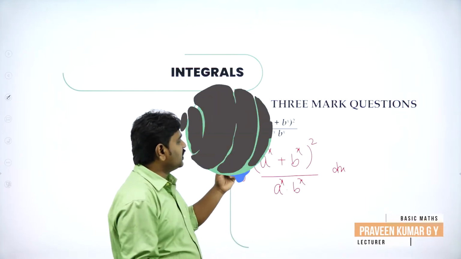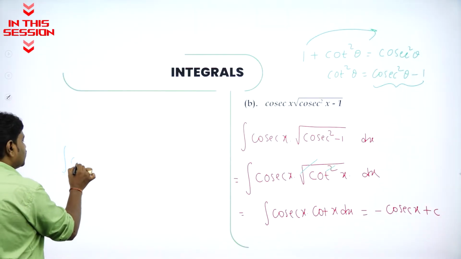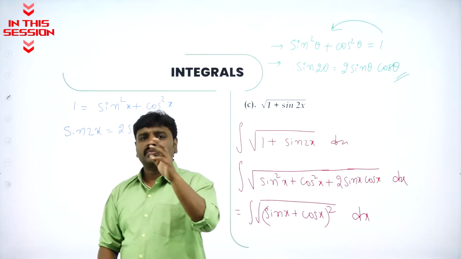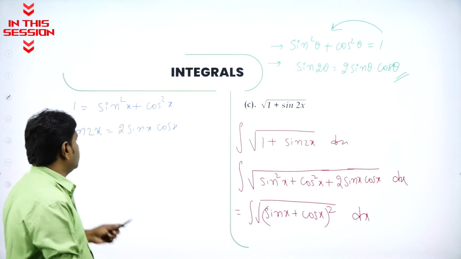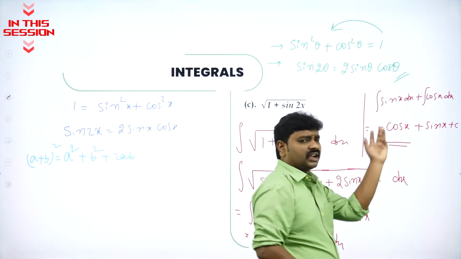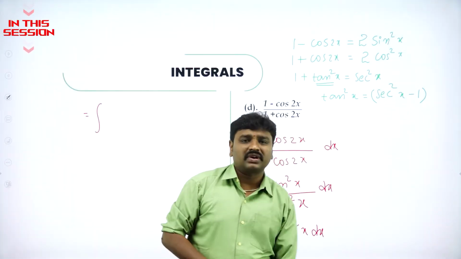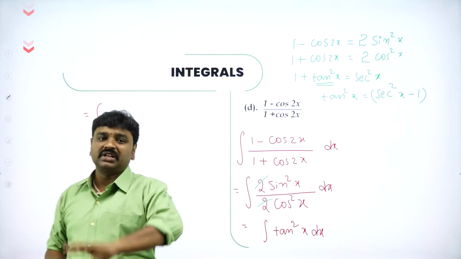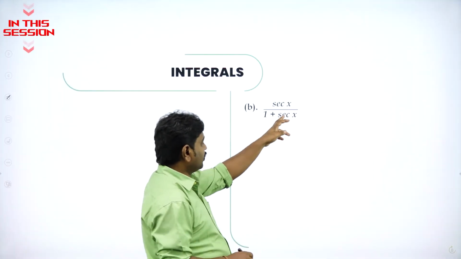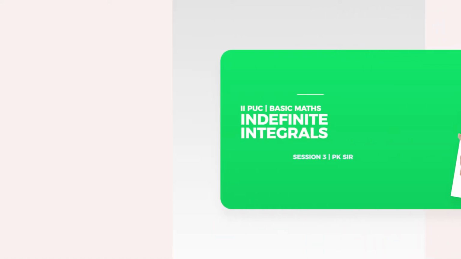Now numerator is in the form a plus b the whole square. What is a plus b the whole square? If we refer the formula list, we have integration of cosecant x into cot x. A square plus b square plus 2ab is what? A plus b the whole square. Minus cos x plus sin x plus c, or rearrange sin x minus cos x plus c also I can write. To convert tan square to secant square, what is tan square x? Secant square x minus 1. If I write this is 1 by cos, this will become 1 by cos. Denominator will become cos square x plus 1.